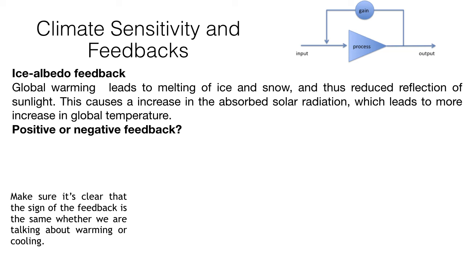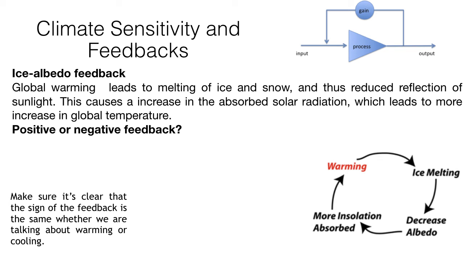Now what happens when global warming leads to melting of the ice and snow, and thus reduced reflection? When global warming happens, ice and snow melt. Because of that, reflection also reduces, less is reflected, which causes more heat to come in. Again it melts further, again further decrease, again further heat is coming.